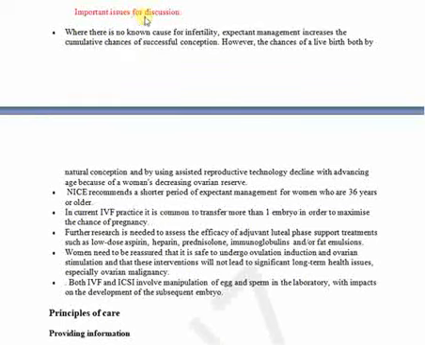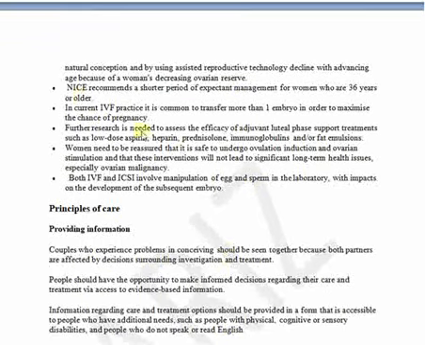Important issues for discussion. Where there is no known cause for infertility, expectant management increases the cumulative chance of successful conception. However, the chance of a live birth, both by natural conception and by using assisted reproductive technology, declines with advancing age because of women's decreasing ovarian reserve. NICE recommends a shorter period of expectant management for women who are 36 years or older.